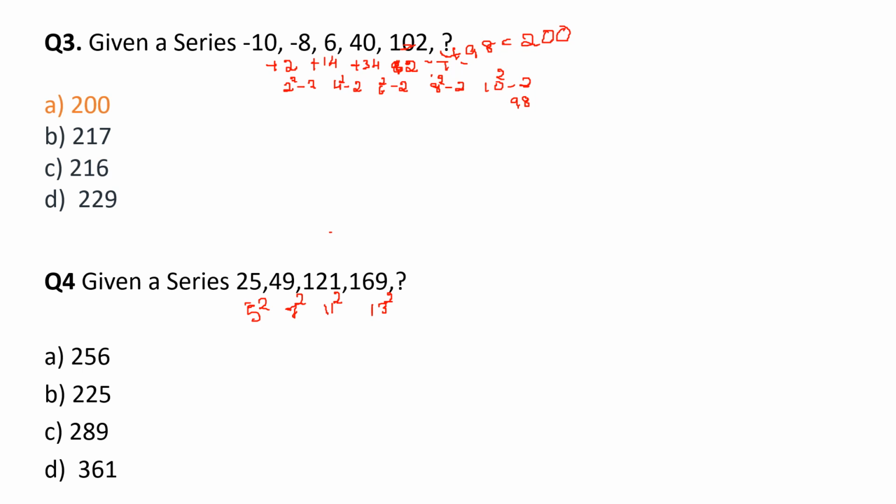So the answer will be 17 square. The next prime number will be 17 square. So 17 square will be 289. So your answer is 289.